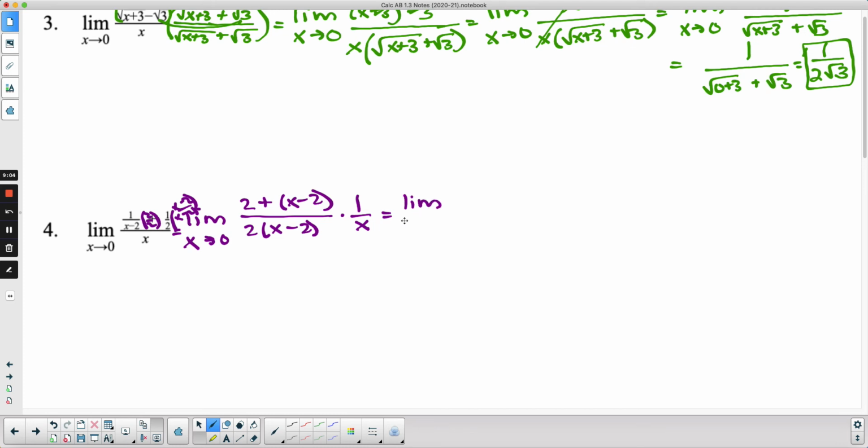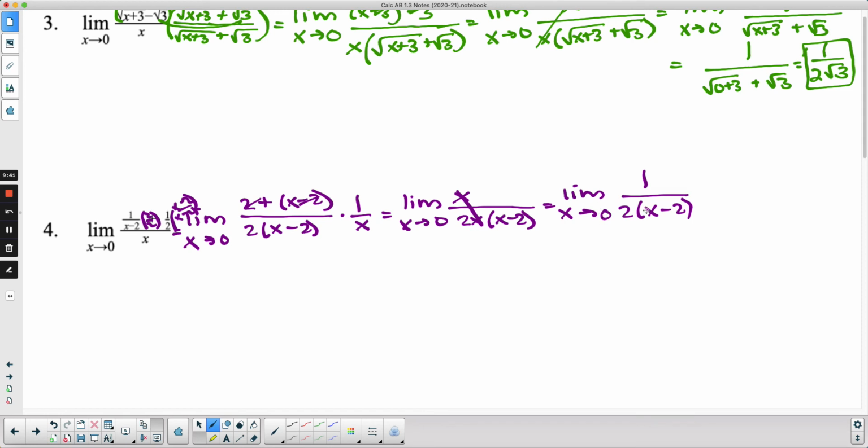So the limit as x goes to 0. Here we have 2 minus 2, so that becomes 0. So here we're just left with x on the top over 2 times x times x minus 2. All right, I see some more simplifying that we can do. These x's cancel, so we're left with 1 over 2 times x minus 2.